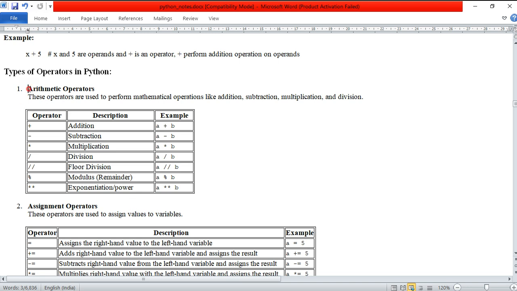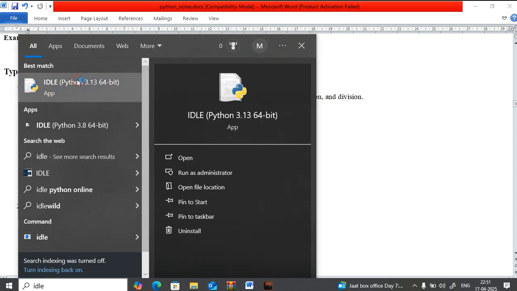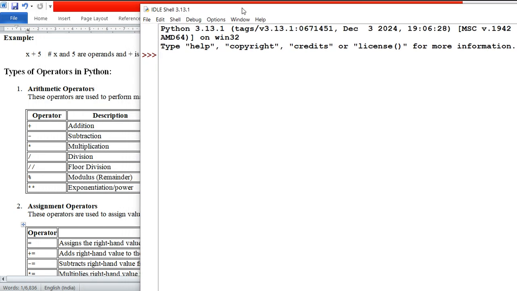First one is arithmetic operators. These operators perform mathematical operations like addition, subtraction, multiplication, and division. Let me explain all these operators one after the other. First, I am going to open Python here, and here I am going to explain these examples. Let me show you the examples.